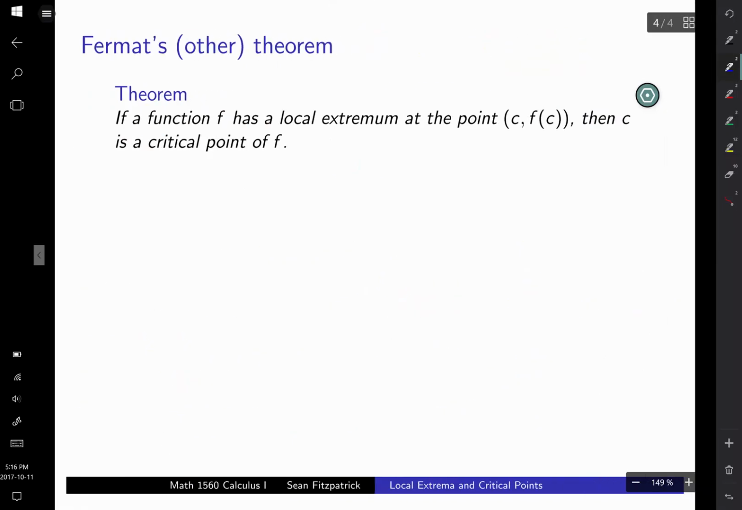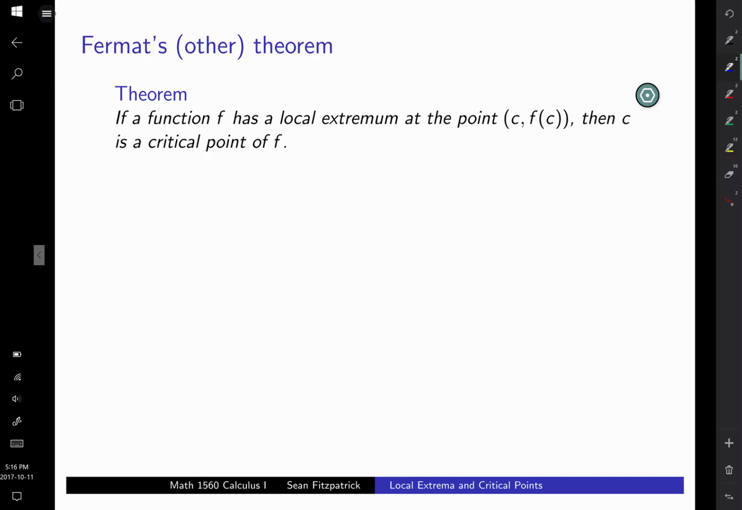Okay, so here's a theorem. This is usually attributed to Fermat. It's not Fermat's last theorem, not his famous theorem; this is another theorem. Fermat's theorem says that if our function has a local extremum, so either a local minimum or a local maximum at some point, then the x-coordinate of that point has to be a critical point for your function. I'm not going to get into the proof here. The details are in the textbook. If you want to see the proof, you can dig it out of the definition of the derivative.